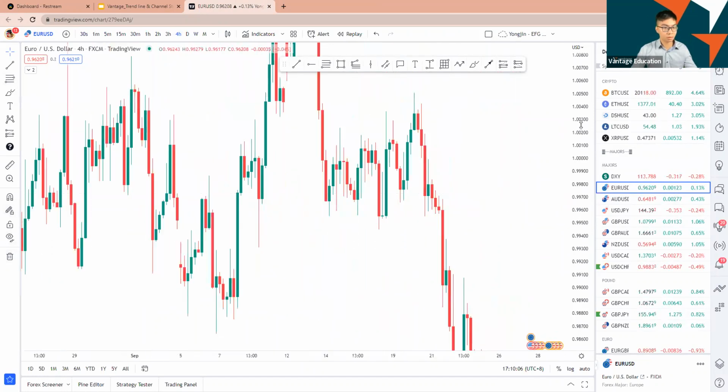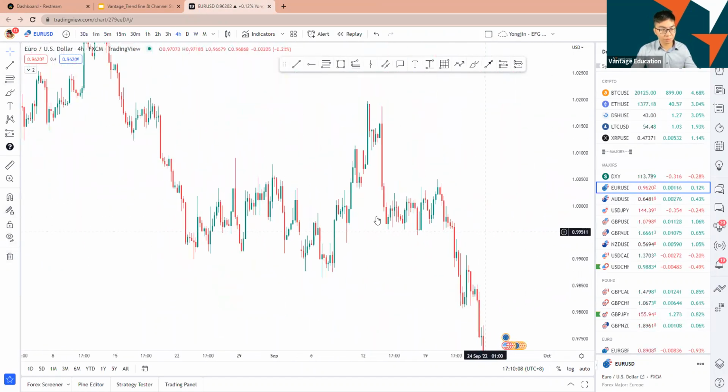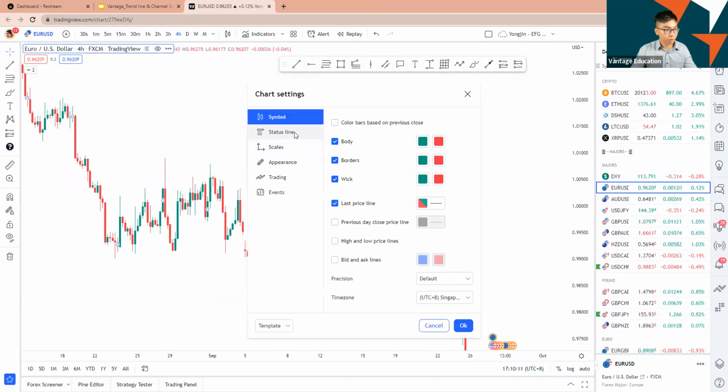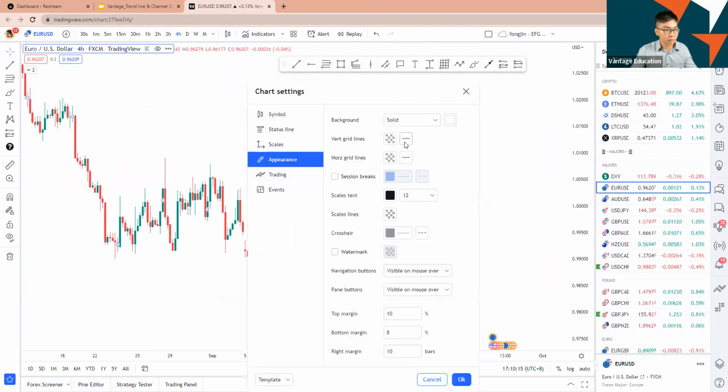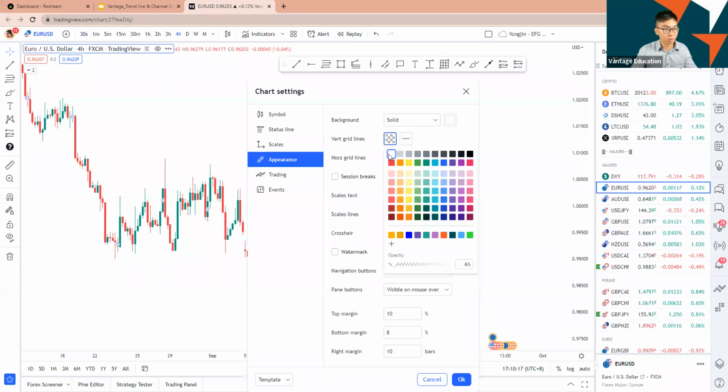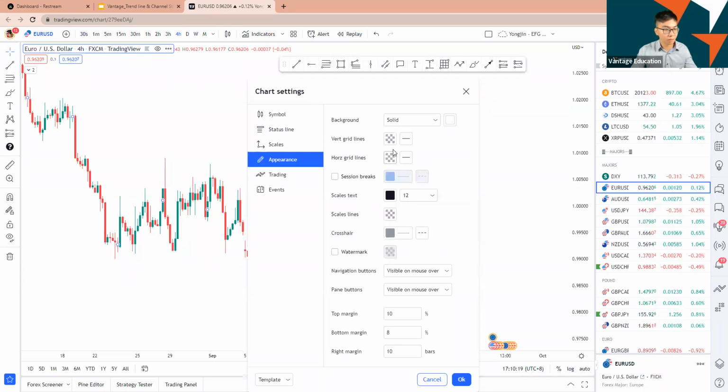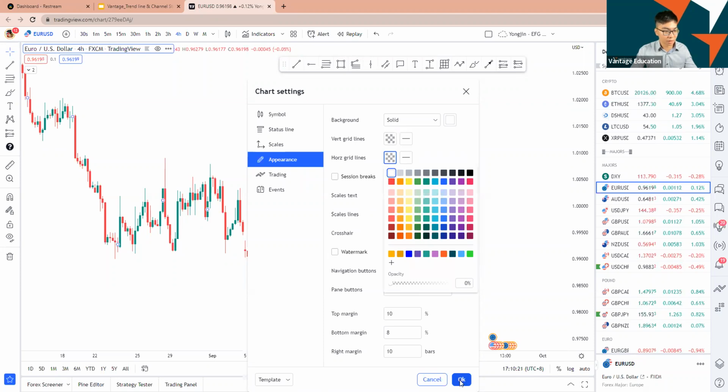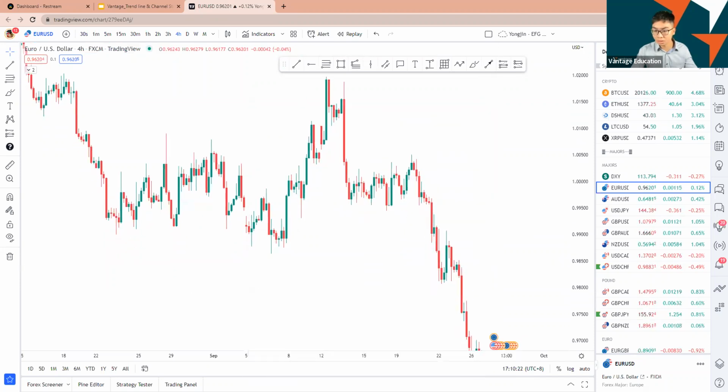Okay, so we have a nice chart with the grids removed. Where's appearance? I set the grids to white, opacity none. So we have a nice clean chart.